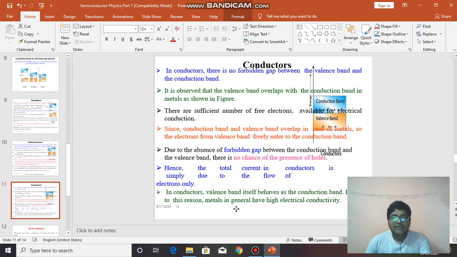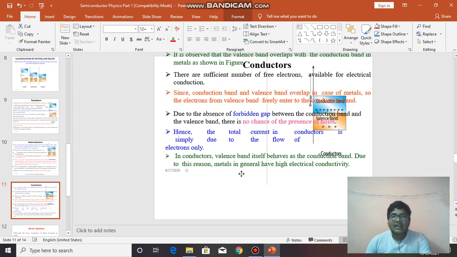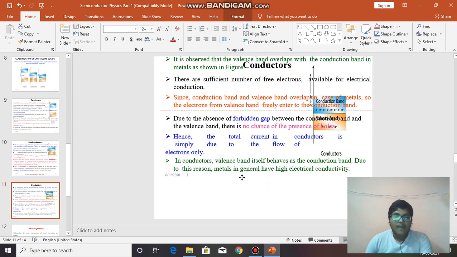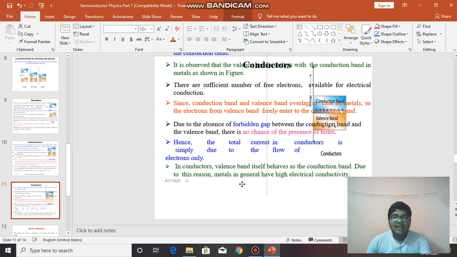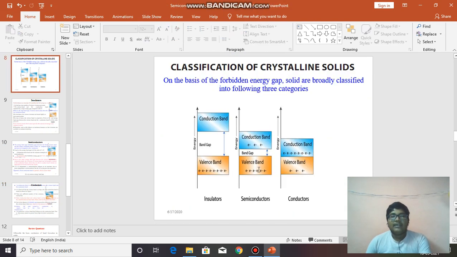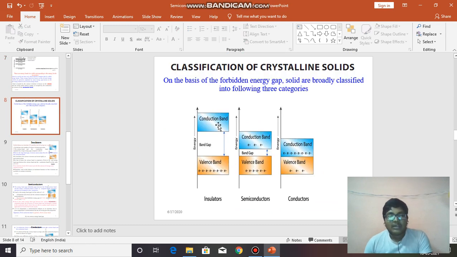In conductors, the valence band itself behaves as the conduction band, and due to this, metals in general have higher electrical conductivity. So, by this, we can conclude that if there is a large band gap between the valence band and conduction band, the solids act as insulators. If the conduction band and valence band have a lower band gap, then they act as semiconductors. If they have a negligible band gap, then they act as conductors.